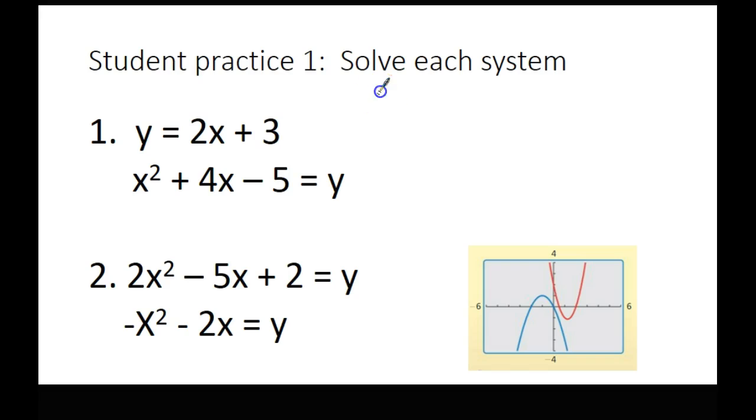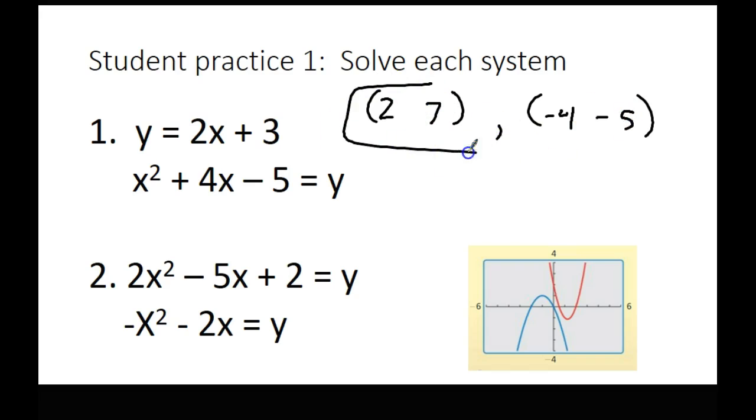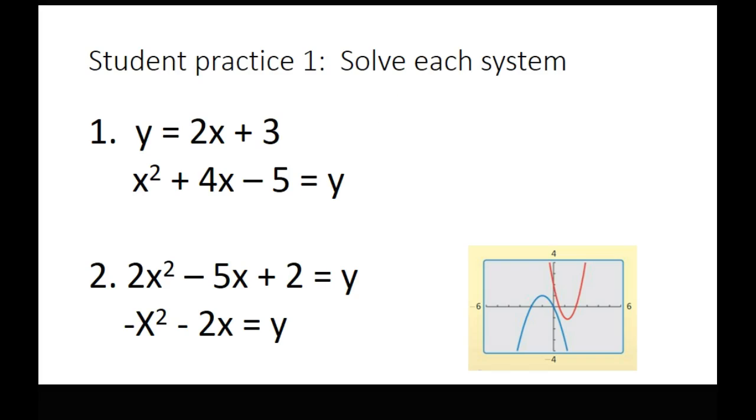Just for the people on the video, I want to write down these answers really quick though. For number 1, it was 2 and -4? Yeah. And then when I plugged in 2, was it 7? And this one's -5? Yeah. Thank you. All right, so there's our 2 solutions. Okay. All right. Let's go ahead and move on here.